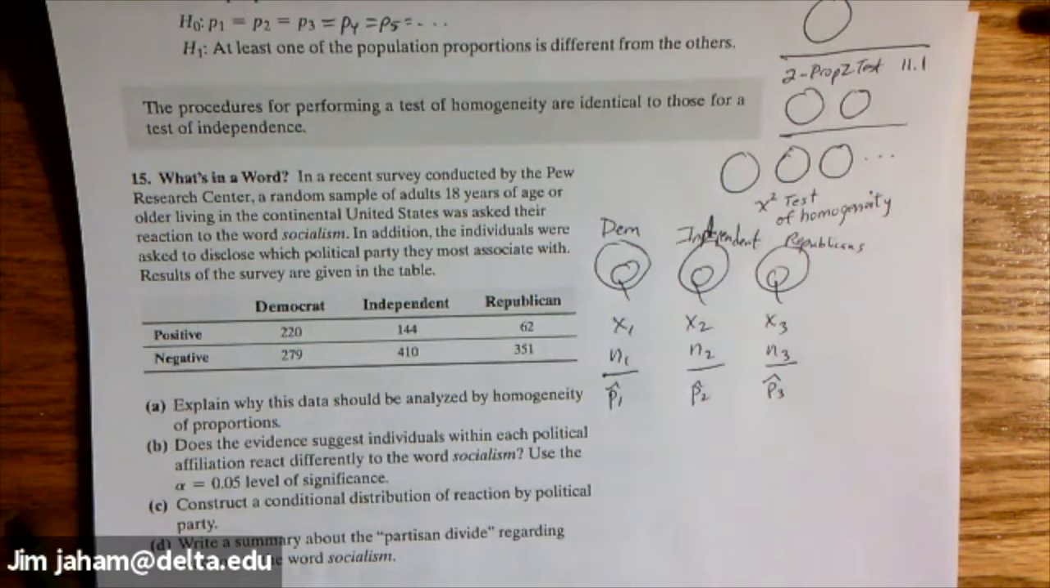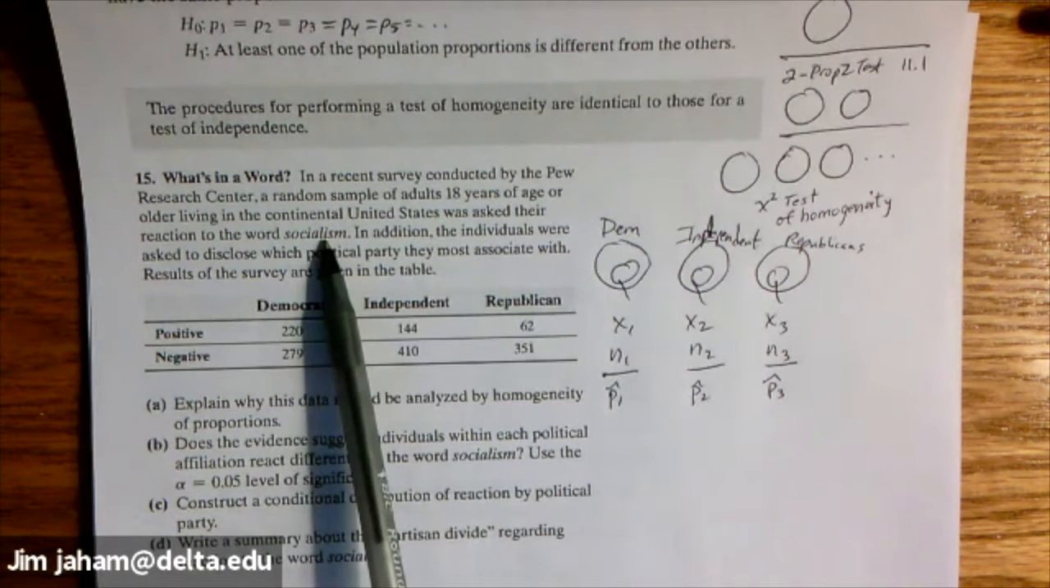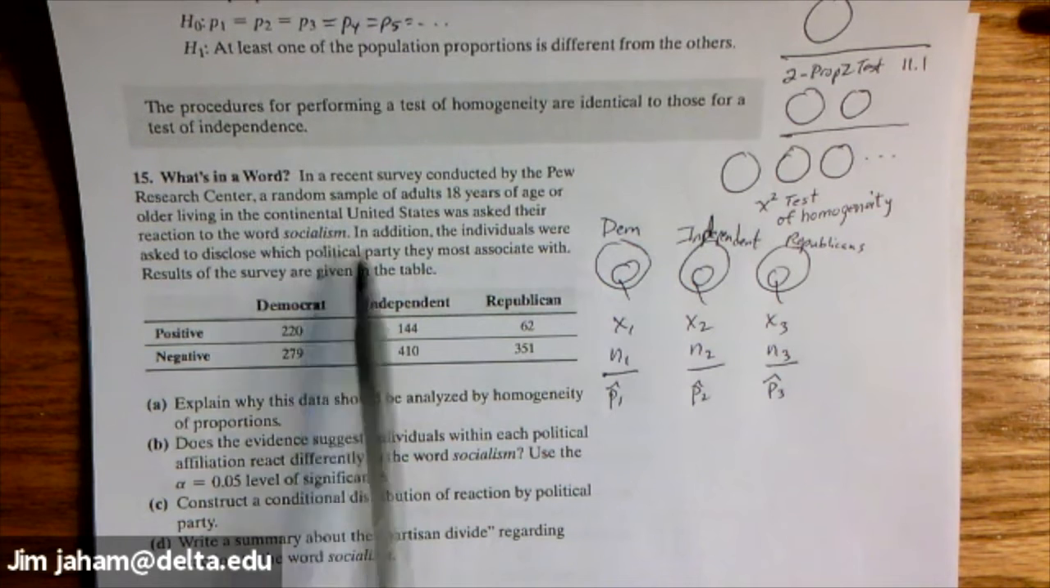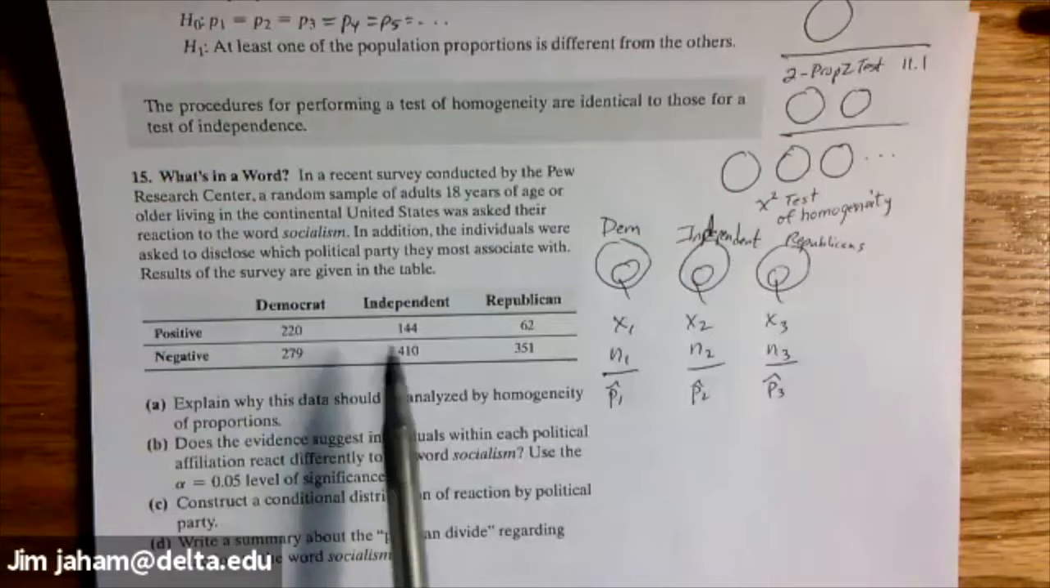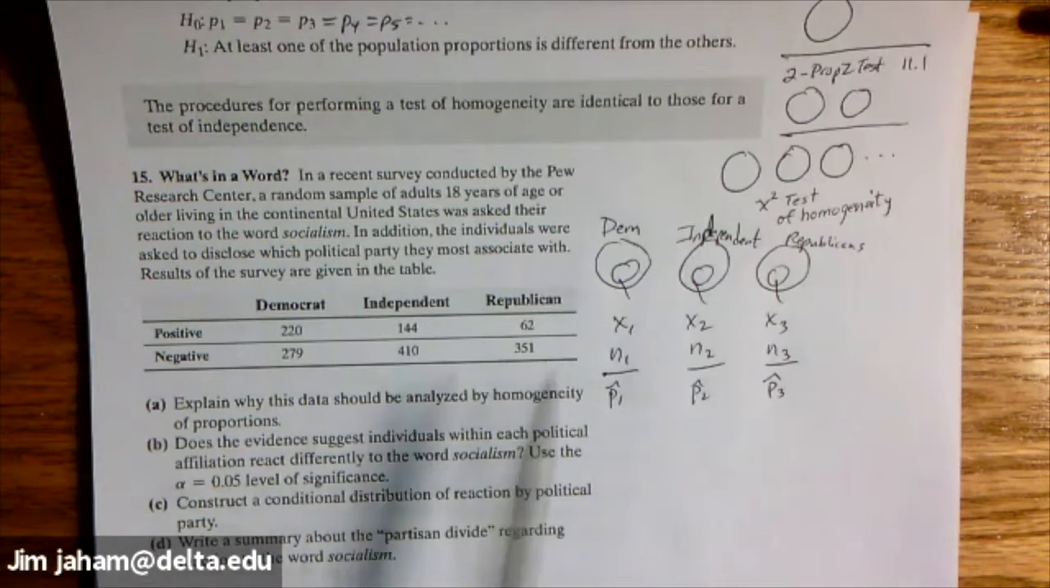Then they ask them another question, and it has to do with the word socialism. You may recall that Bernie Sanders, who was a recent candidate for the Democratic nomination to the presidency, referred to himself as a democratic socialist. And that word itself has a negative connotation for many individuals. So the question is, do Democrats react differently to that word than, say, the independents or the Republicans? Are there any differences?